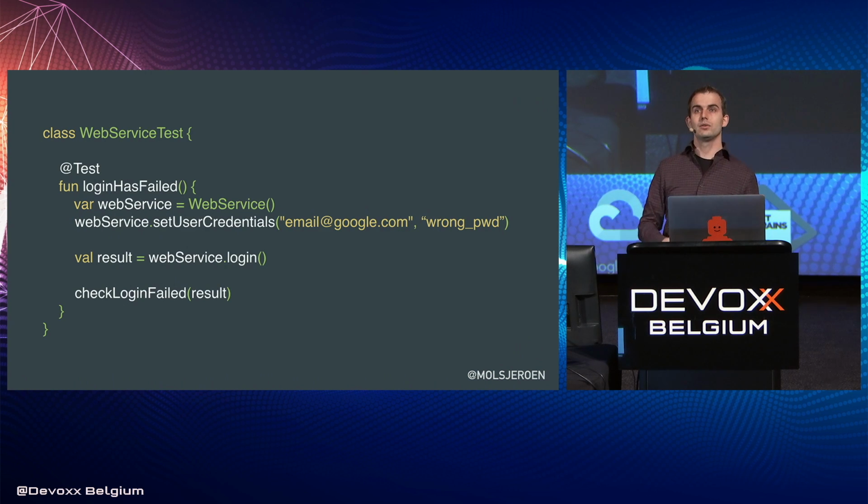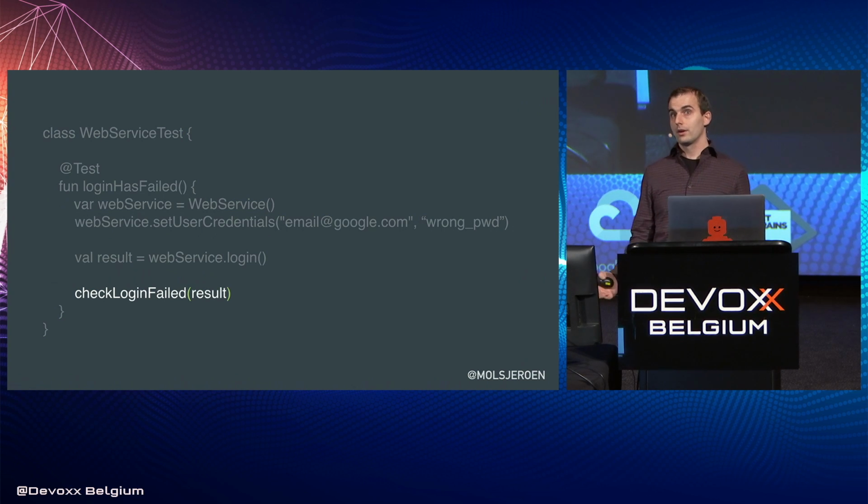Whereas if you just inline it, you can easily see, we create a new instance, and we just set the username and password in it. OK, fine. Now the test explains itself. Same for the assertion. Here we have a generic assertion, check login failed. But what does define a failed login?